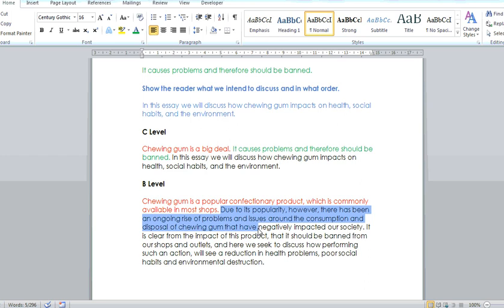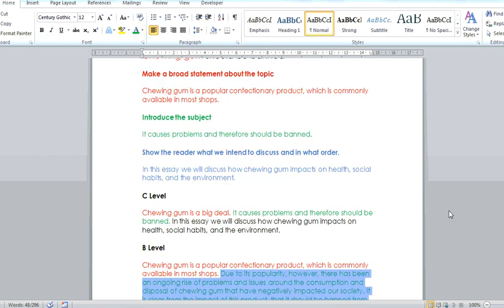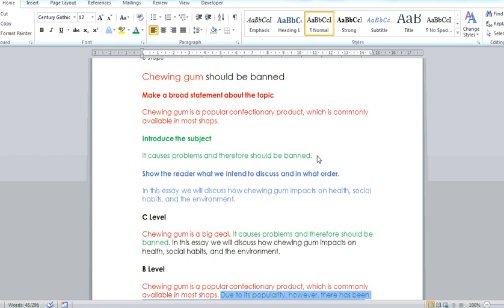It is clear from the impact of this product that it should be banned from our shops and outlets. Okay, now I'm just going to pause there because obviously there is another section which keeps going, but I'm going to talk about that in just a moment. I'm colouring that section green and I'm copying it up the top here.